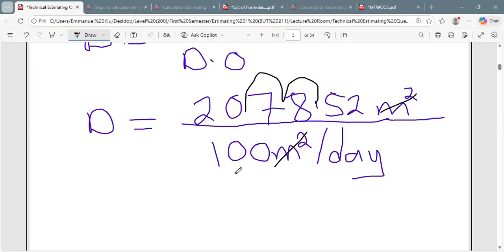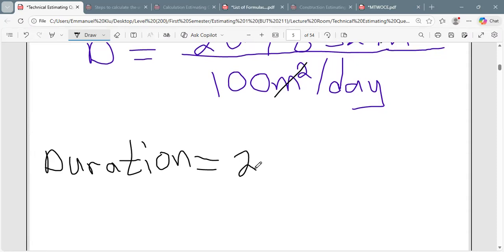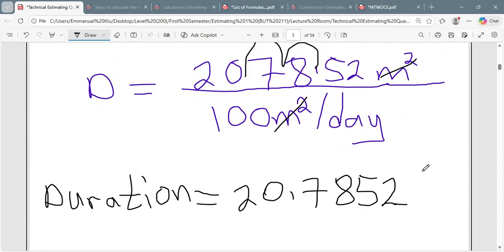So let's write our new duration. Our duration now is equal to 20.785 days. Okay, days.